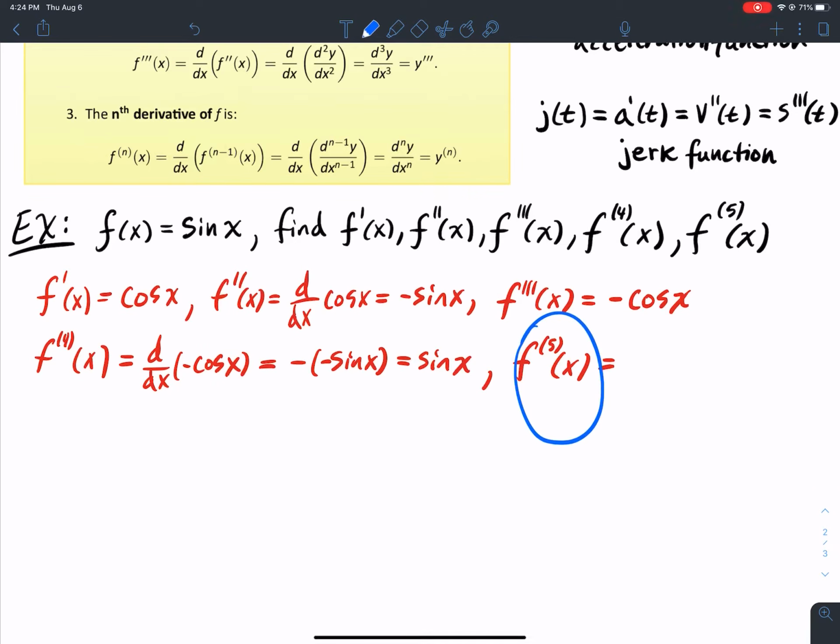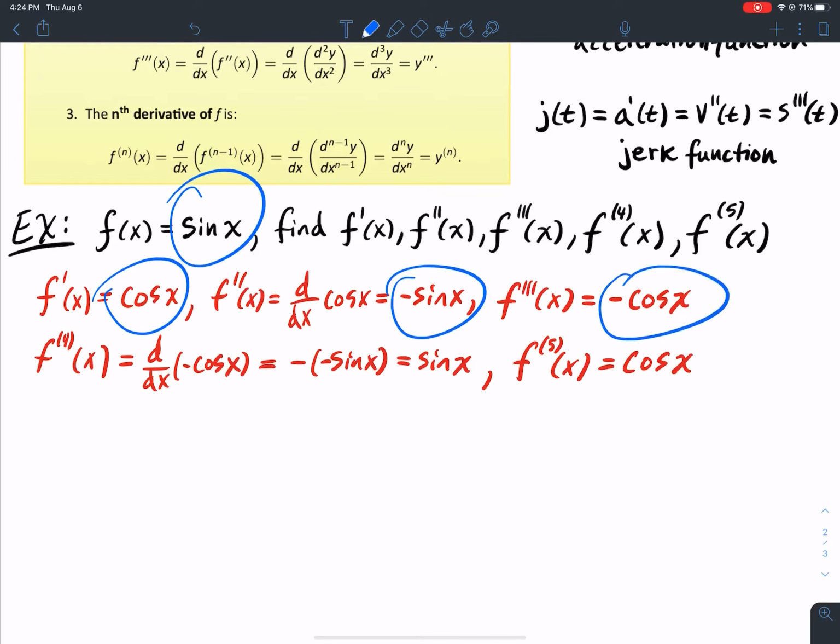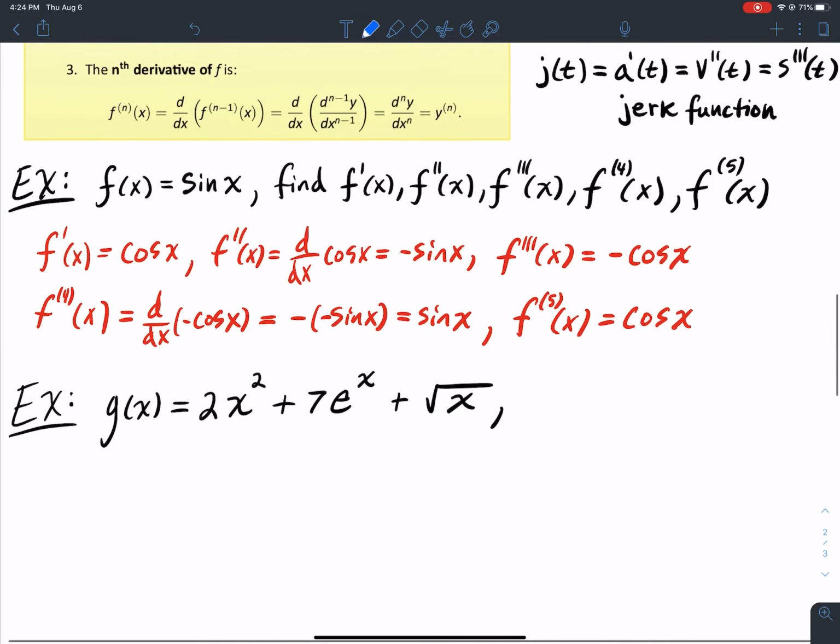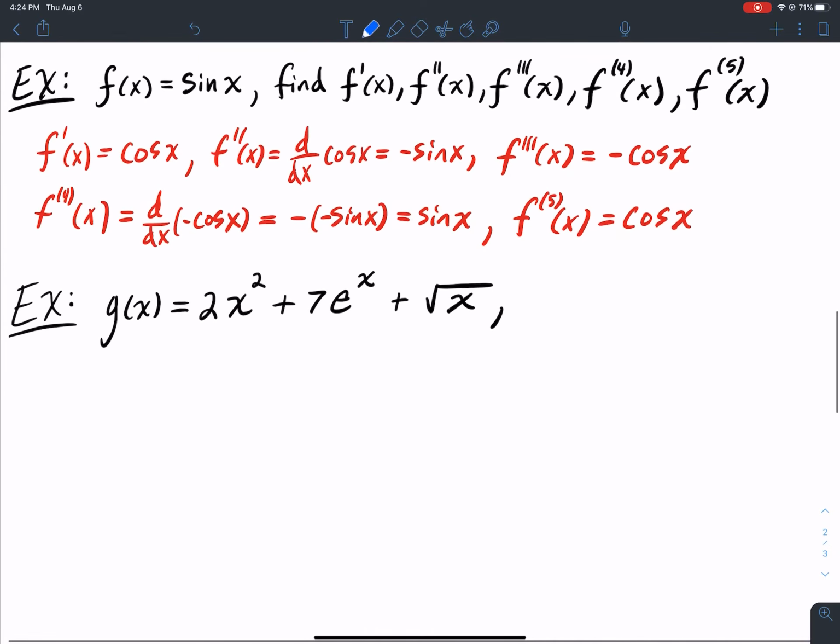So the fifth derivative of sine x is equal to cosine x, all right? So once you get 1, 2, 3, 4, guess what? The fifth one gets us right back to sine. So it's kind of like a cycle, okay? So derivatives of sines and cosines, if you take enough derivatives, you're going to get right back to the original function you started with, okay?